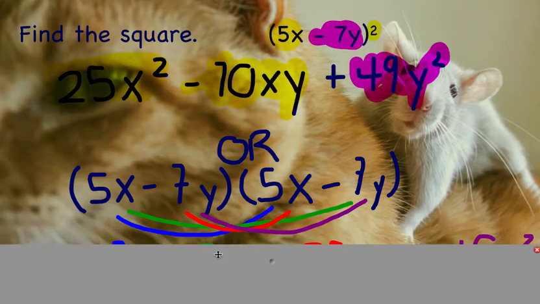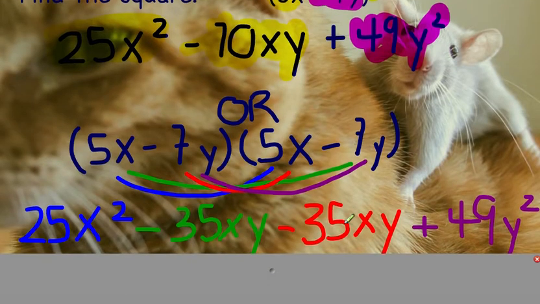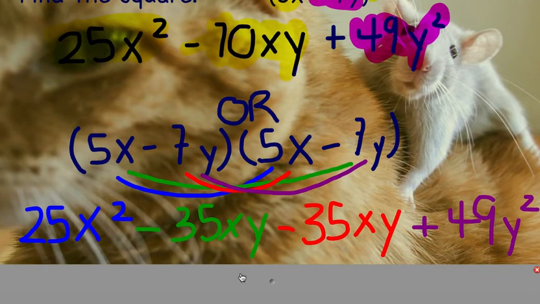So that's one way that you can find it, or like I said, there's another option, and we can go back to foiling. So as you can tell, foiling is always a great fallback method. As long as you're able to check yourself and make sure you're doing the correct steps, then you should be fine. So we have 5x times 5x to give us 25x squared, and then like I said up top, 5x times negative 7y will give us negative 35xy right here.